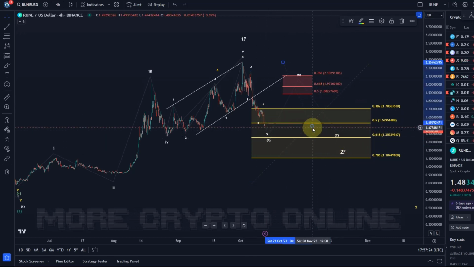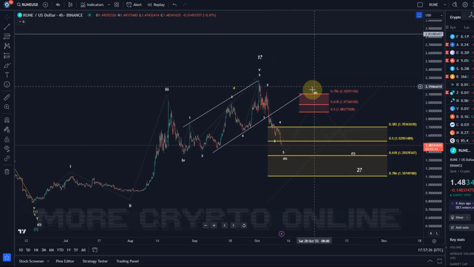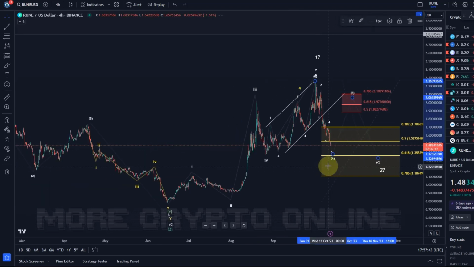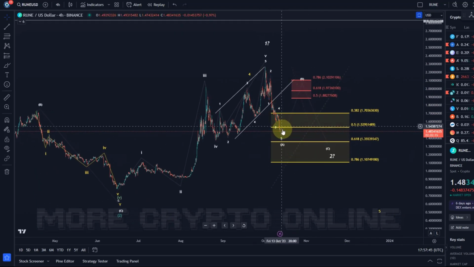So I have now adjusted the target for the B wave. Should the B wave start from here, which it really should do very shortly, then we should get into the region between $1.88 and $2.10 ideally, and then come down in wave C. This would be the ideal structure. Then I would trust this setup. Until then, there is still a B and a C outstanding.